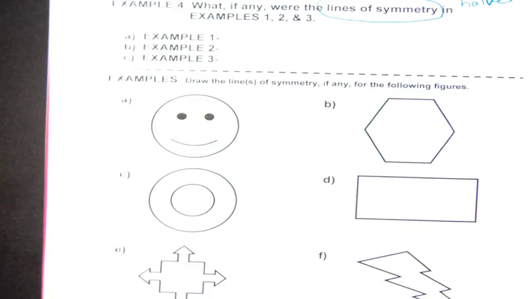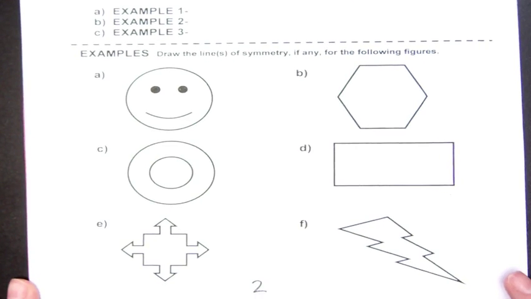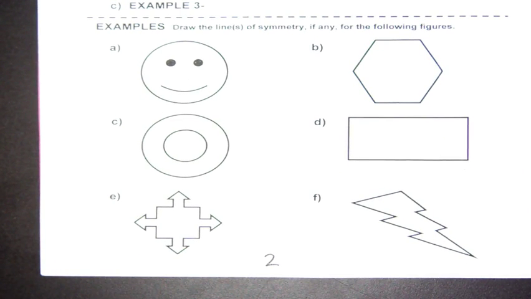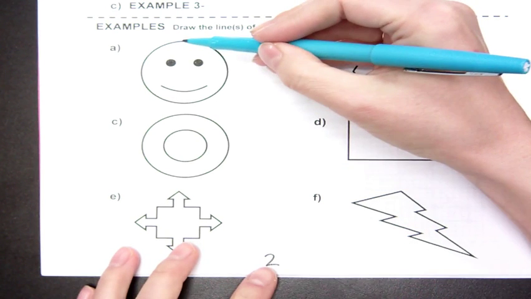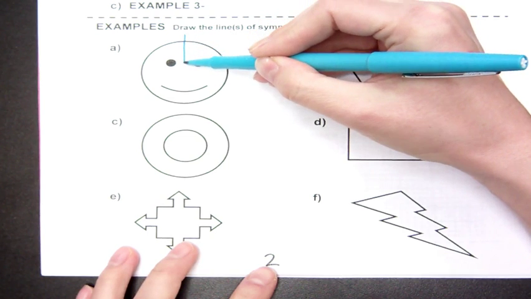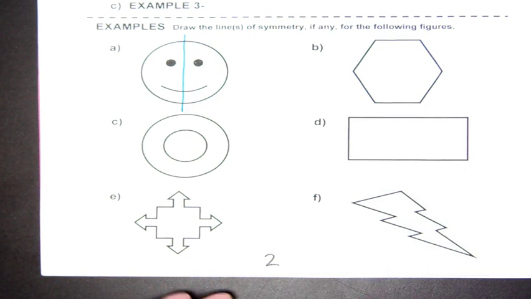What you're going to do right here with your group, I'll do the first one together. Where can I draw a line of symmetry for example A? Yeah, straight down the center in between the eyes, because then the two halves would be equal. For each of the rest of these you're going to take just a minute in your group, or do it on your own and then compare answers to your group. See how many lines of symmetry you can draw for each of these. Okay?